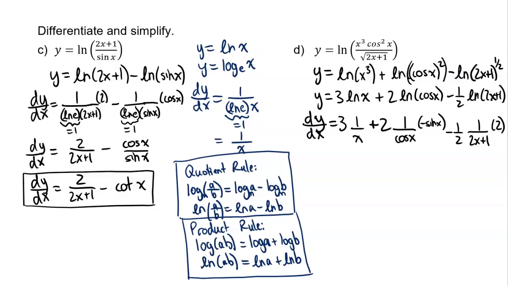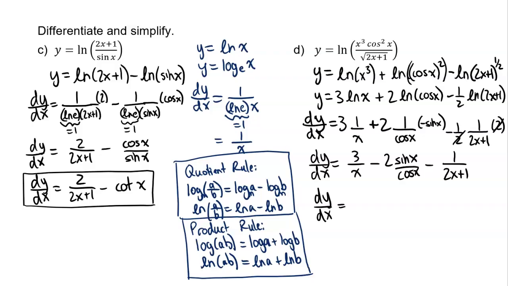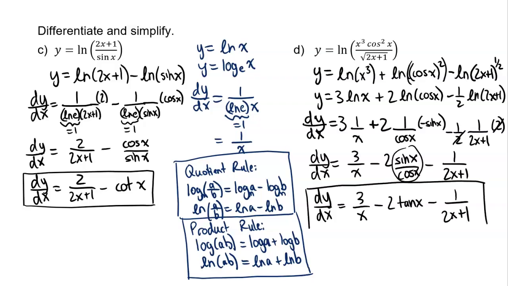So now I can go ahead and simplify this a little bit. So I'm going to have dy over dx is equal to 3 over x minus 2 times sine over cos. And then the 2 here is going to cancel out with the 2 there, and I'm going to have 1 over 2x plus 1. Now I can go one step further. I can write this out as the derivative of y with respect to x is 3 over x, and the only thing I can simplify is this right here. So minus 2 times tan x minus 1 over 2x plus 1. And that right there is my final answer from taking the derivative.